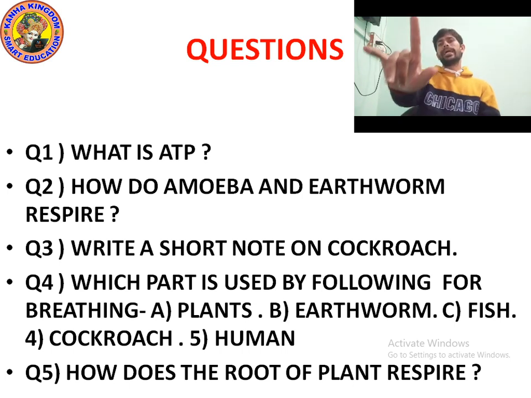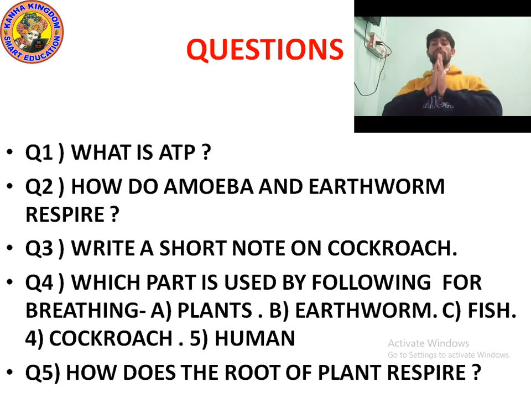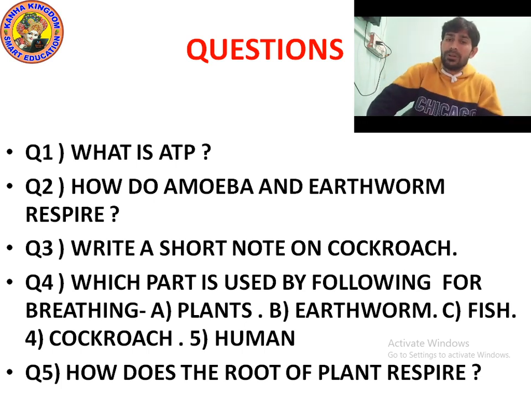Question number 3. Write a short note on cockroach. A cockroach has small openings on the lateral side of its body. These openings are called spiracles, S-P-I-R-A-C-L-E-S.